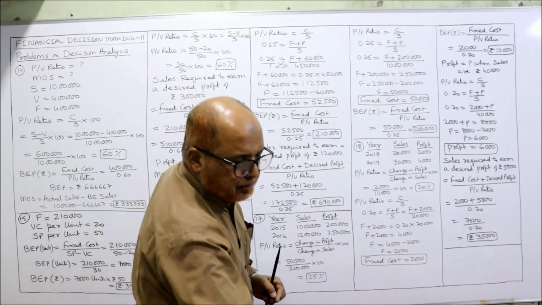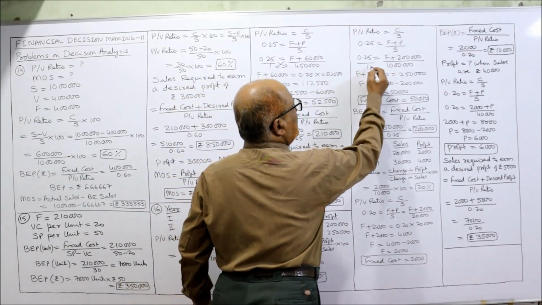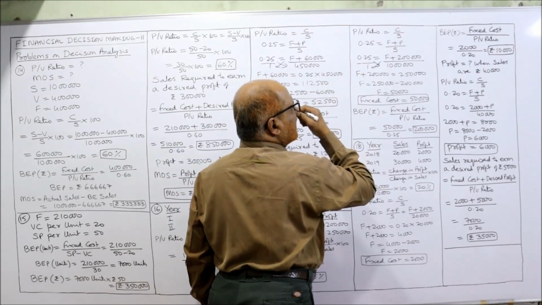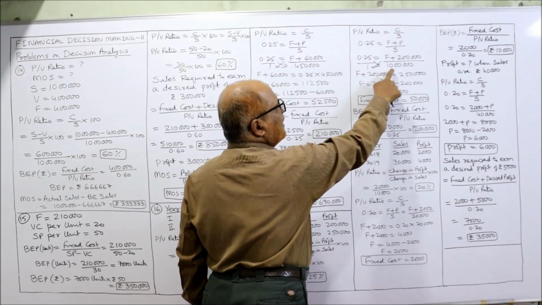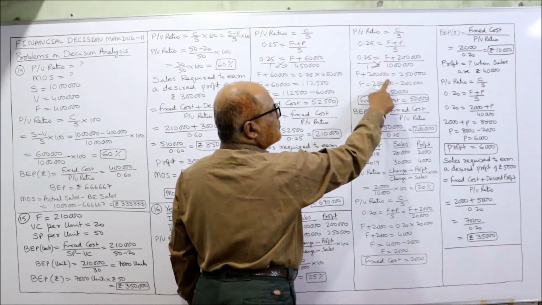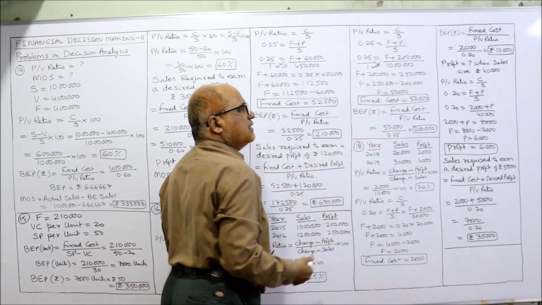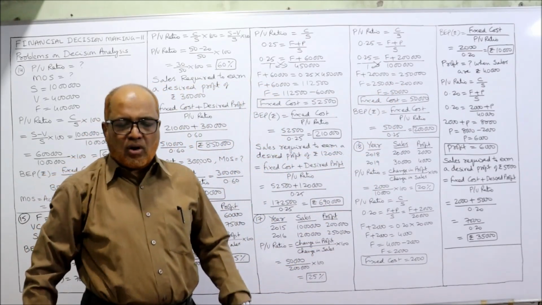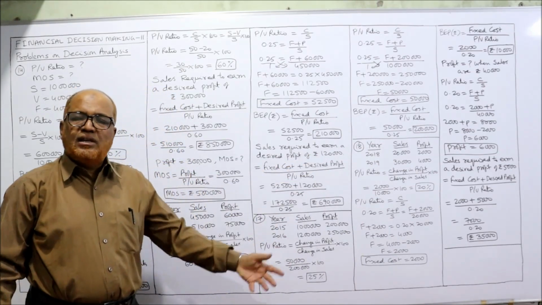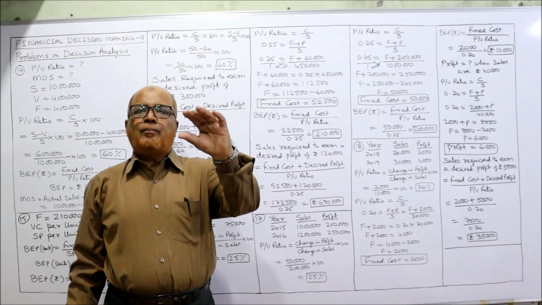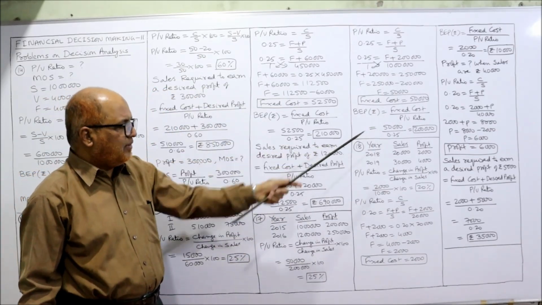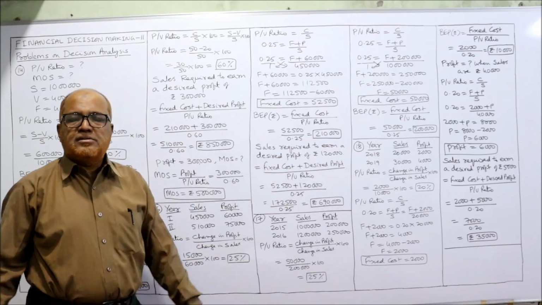Now cross multiplication. F plus 2 lakh is equal to 0.25 into 10 lakh, which is 2,50,000. Now take this 2 lakh to RHS. The plus will become minus: 2,50,000 minus 2,00,000. We got the fixed cost as 50,000. Now, easily we can find out the BEP. Break-even point is equal to fixed cost by PV ratio. Fixed cost just now we got, 50,000, PV ratio 0.25. 2 lakh rupees is the BEP.